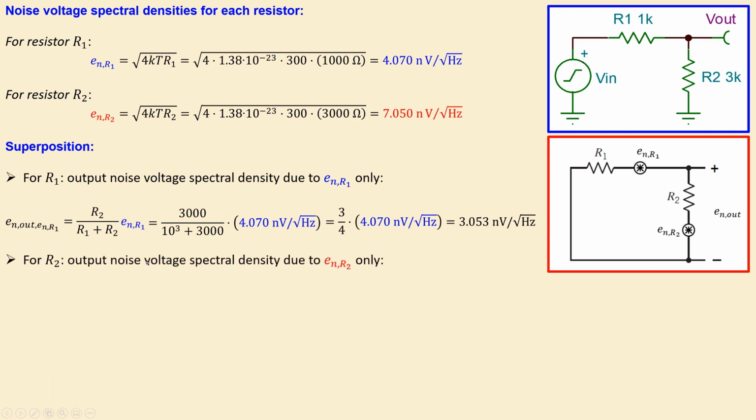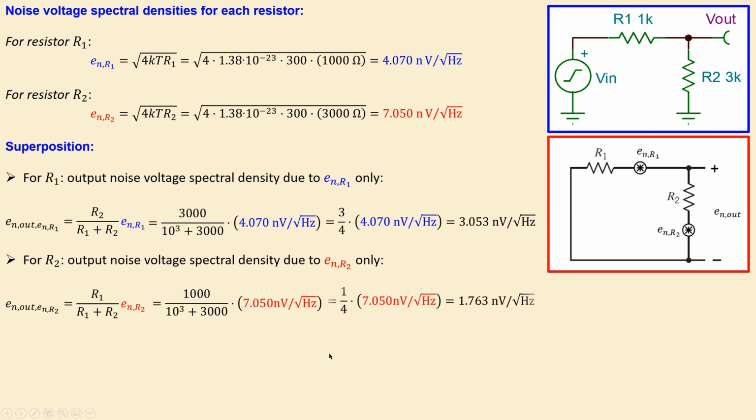In a similar form for R2, you can then say disable this and then look at only this. Then you have R1 over R1 plus R2 times this, which is actually what you have here. So that's just again voltage divider rule, just using superposition. You do the math, you will get this value and you will have 1.763 nanovolts per root hertz.